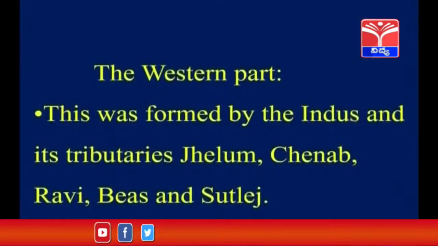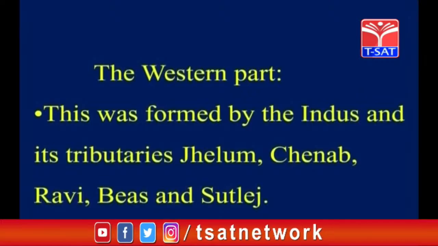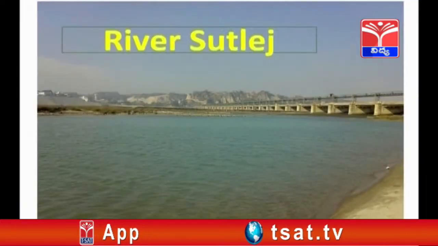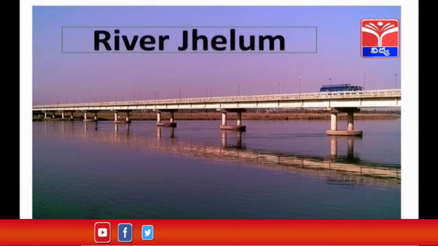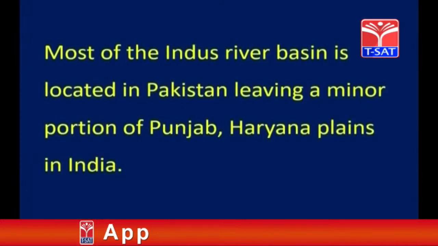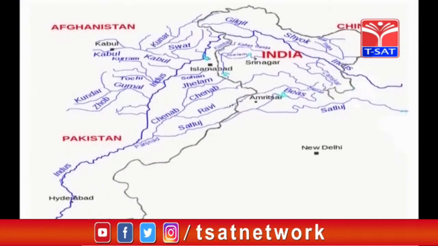The western part was formed by the Indus and its tributaries Jhelum, Chenab, Ravi, Beas and Sutlej. This is river Sutlej, river Jhelum. This is the map of the Indian rivers. Most of the Indus river basin is located in Pakistan, leaving a small portion of the Punjab Haryana plains. This is the Punjab and Haryana plains.